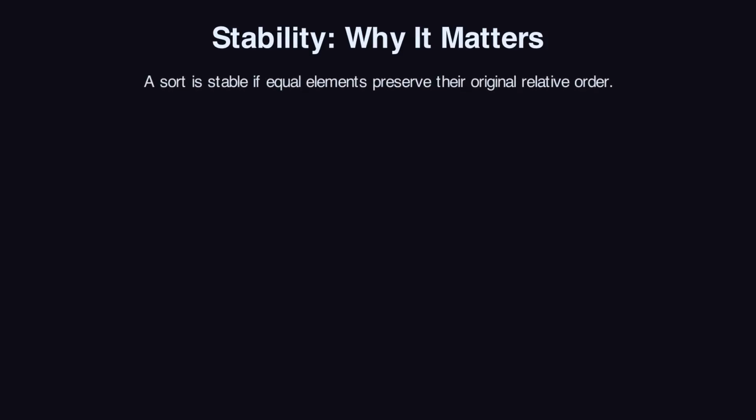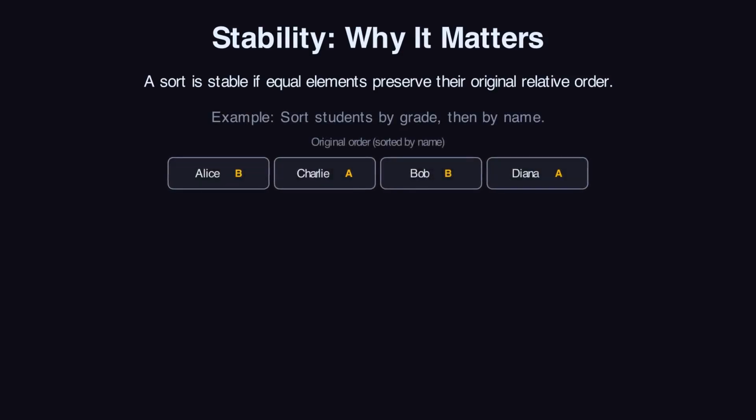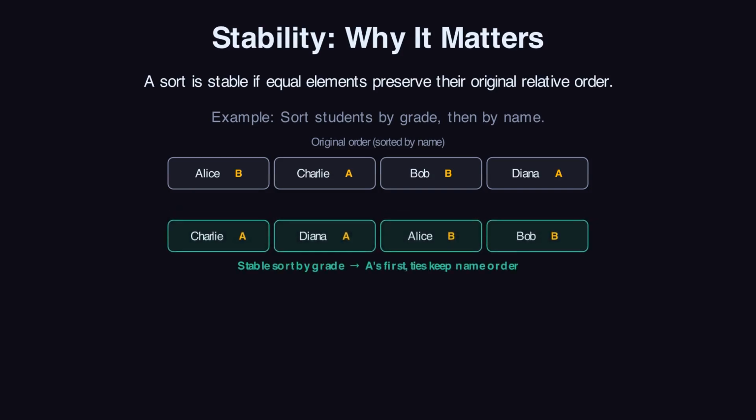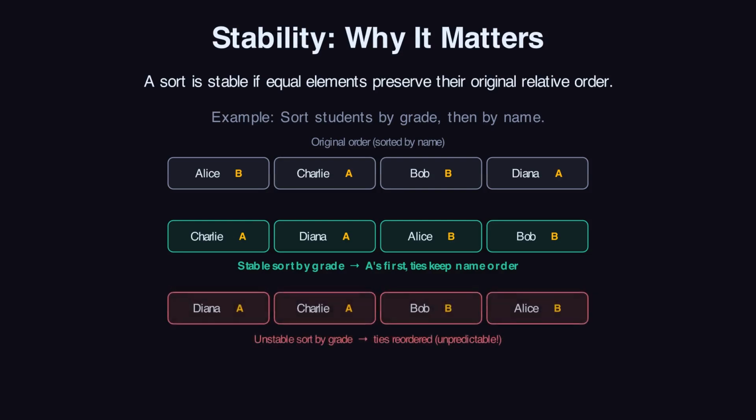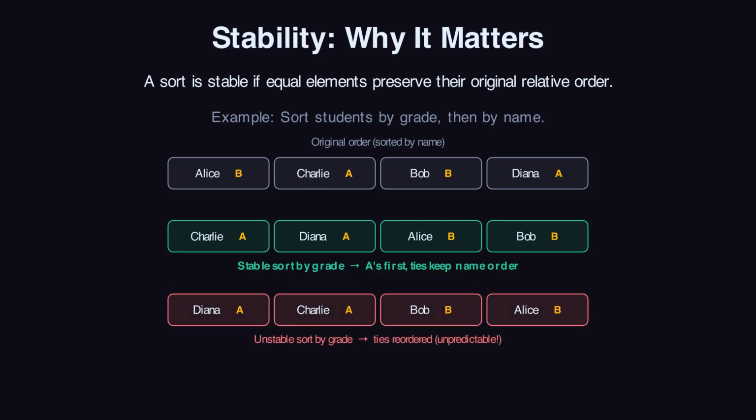A sort is called stable if equal elements keep their original relative order after sorting. This sounds like a small detail, but it's important in practice. Imagine you have a list of students sorted alphabetically by name: Alice, Bob, Charlie, Diana. You want to sort them by grade. With a stable sort, all students with an A grade appear before B students, and within each grade group, the original alphabetical order is preserved. Alice and Bob stay in order among the B students. Charlie and Diana stay in order among the A students.